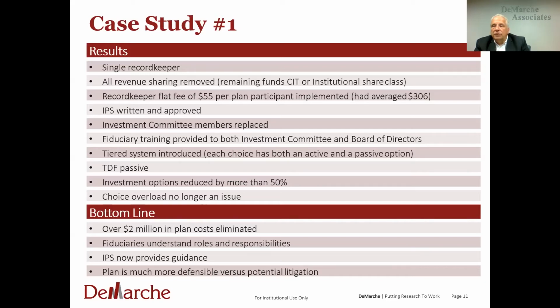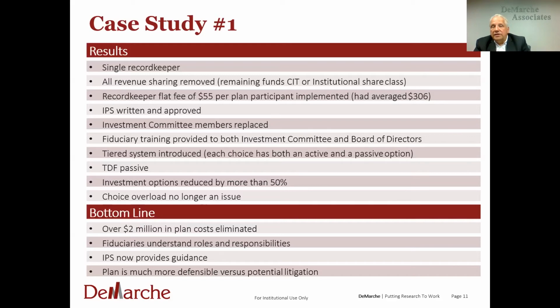The target date fund was moved to a passive strategy because we think the most important part of investing really is asset allocation, and that's what we want the target date fund to do and get right, and the provider to get right. We reduced the investment options by more than 50%, and really these two last points go together. So choice overload, I would say, is really no longer a big issue.